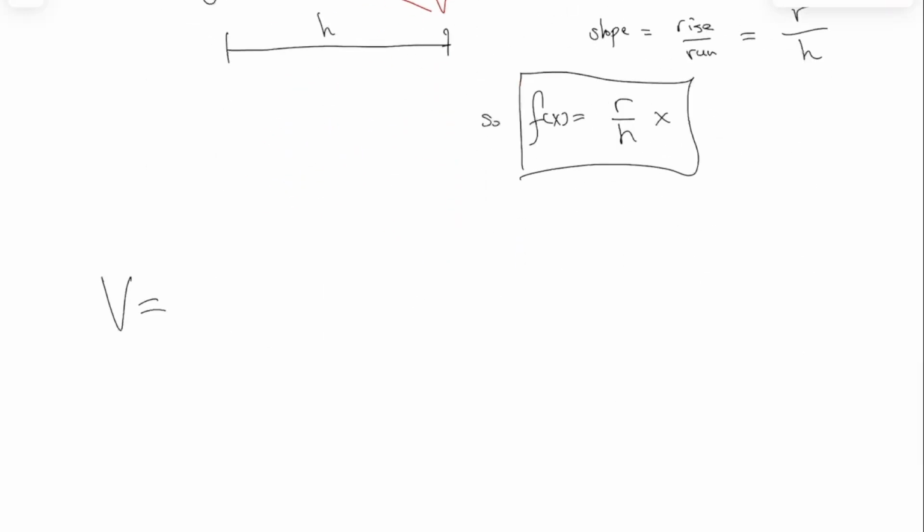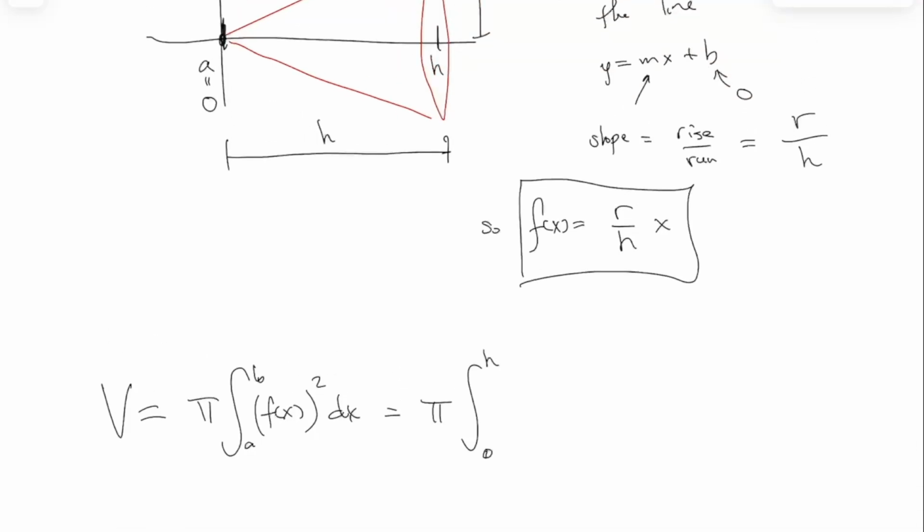Let's try it. So the volume should be pi integral a to b f of x squared dx, right? Plug everything in. The pi is pi. A and b are the boundary values. They are 0 and h. And then I have f of x is r over h times x, that thing squared dx. And now it's just a matter of simplifying and doing the integral, and keeping your wits about you with the weird r's and h's inside there. Remember, inside this integral, x is the only true variable. R and h are just constants.